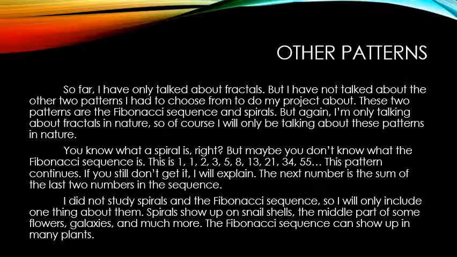This is 1, 1, 2, 3, 5, 8, 13, 21, 34, 55. This pattern continues. If you still don't get it, I will explain. The next number is the sum of the last two numbers in the sequence. I did not study spirals in the Fibonacci sequence, so I will only include one thing about them. Spirals show up on snail shells, the middle part of some flowers, galaxies, and much more. Fibonacci sequence can show up in many plants.